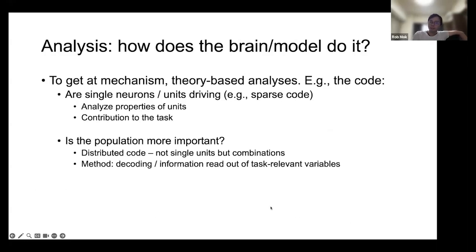So to get at the mechanism, we want to do theory-based analysis: what are the components doing? What are the single neurons doing? Are they driving the behavior? So you probably want to analyze the units' contribution to the task. Is the population more important? Maybe you have a distributed code, and you need different kinds of methods, like decoding, information readouts with task-relevant variables in the population.